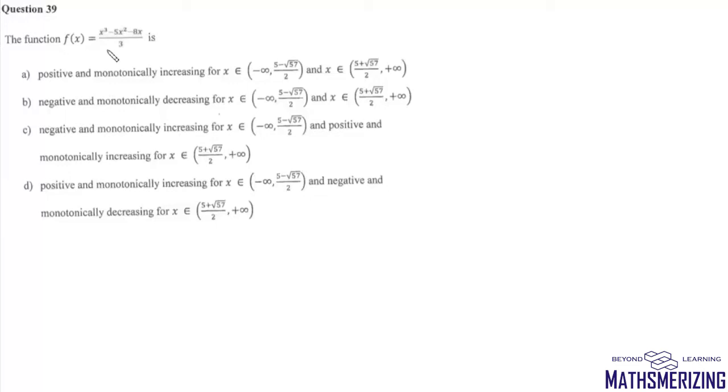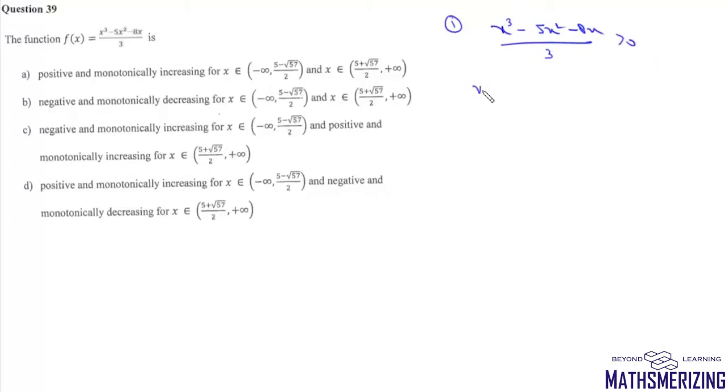Now question number 39 says this function f(x) is positive and monotonically increasing or decreasing in which of the following interval. So first we'll solve the interval where this function is positive or negative. So we'll write this as x cube minus 5x square minus 8x by 3, and it should be greater than 0.